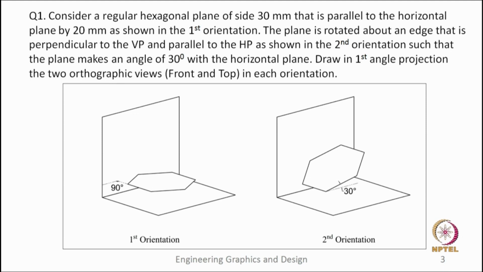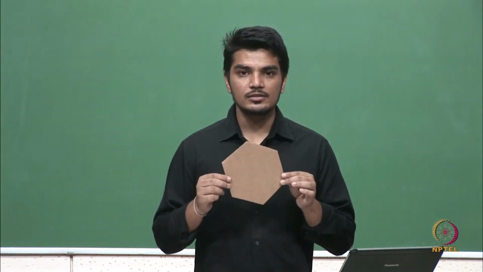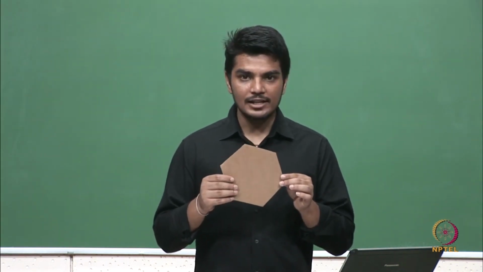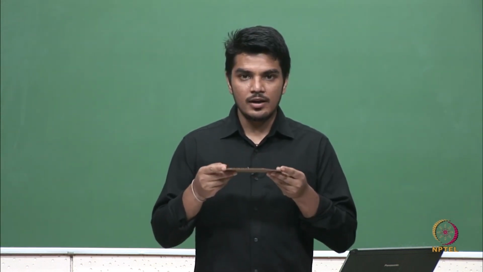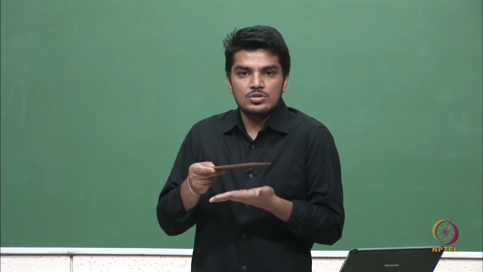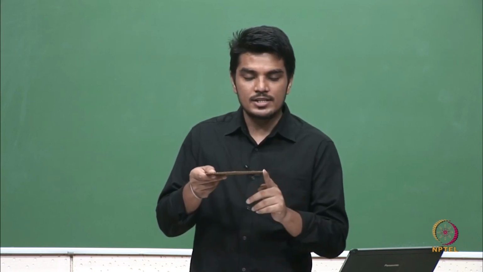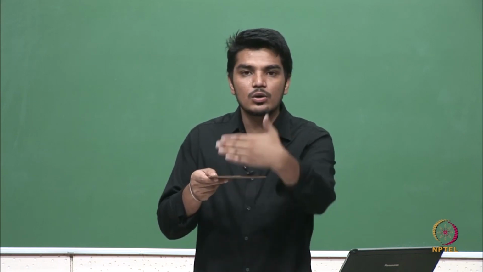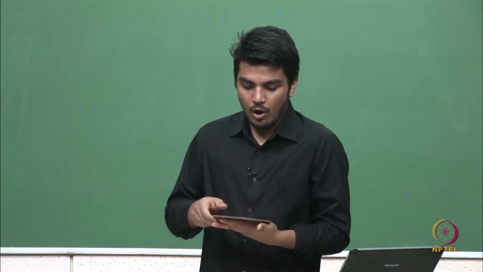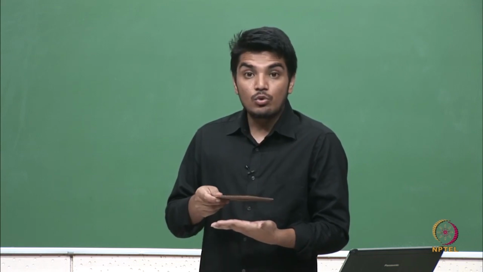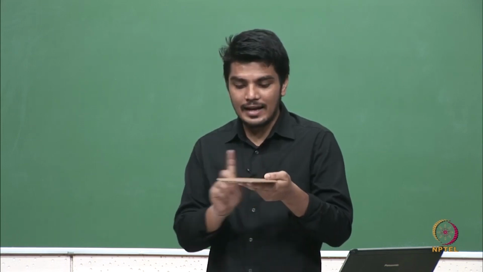So, firstly visualizing the first orientation, we have a regular hexagon with an edge length of 30 mm. This hexagon is placed in such a way that it is 20 mm above the horizontal plane, and one of its edges, let us say this edge, is perpendicular to the vertical plane. This is the first orientation. Now, on seeing from top, we can see the true shape of the hexagonal plane, but on seeing from front only a straight line can be seen.